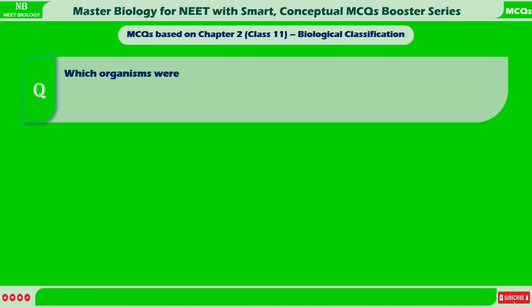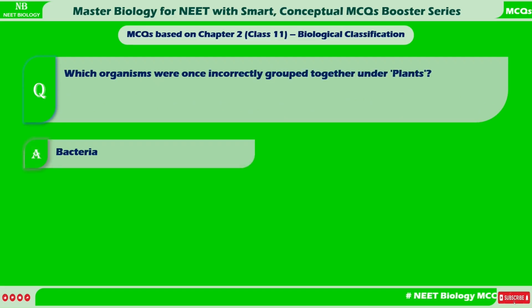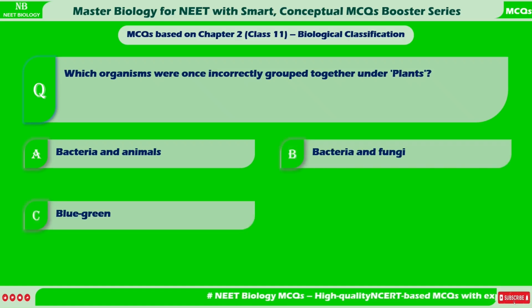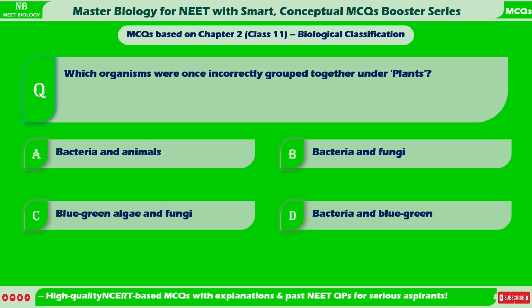Which organisms were once incorrectly grouped together under plants? A. Bacteria and animals. B. Bacteria and fungi. C. Blue-green algae and fungi. D. Bacteria and blue-green algae.